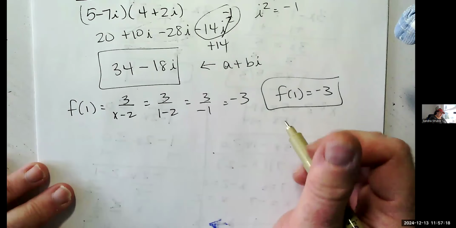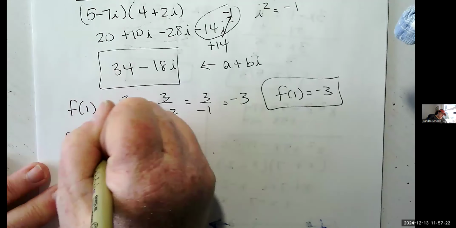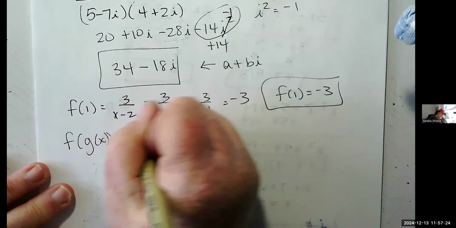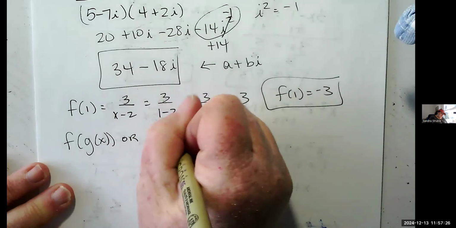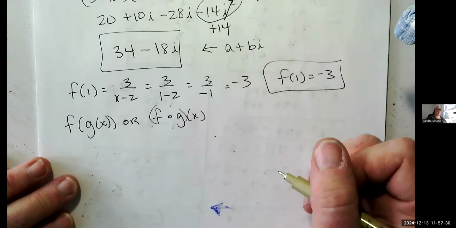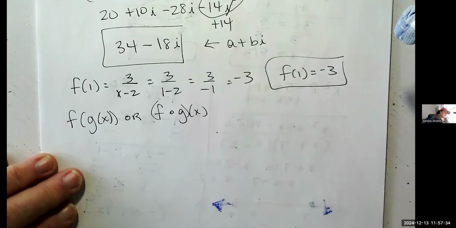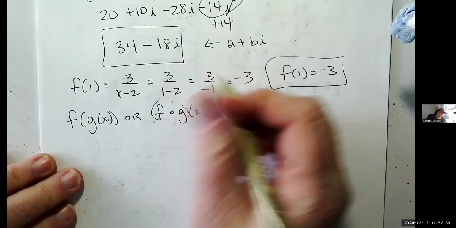All right, f of g of x. So we're doing the compositions. This can be written as f of g of x, or it can be written as f of g of x. They mean the same thing. They're just the compositions of functions, which I wrote on here as well. Okay. And so we've got the two functions.